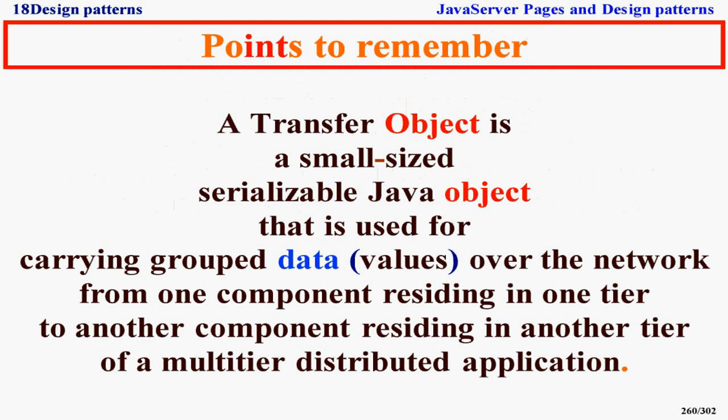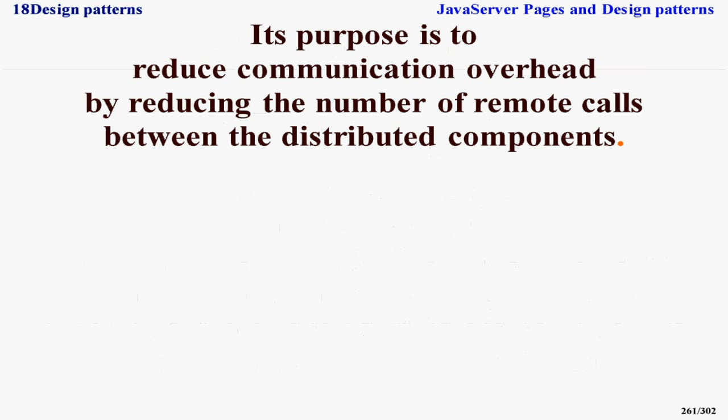Points to remember. A transfer object is a small-sized serializable Java object that is used for carrying group data values over the network from one component residing in one tier to another component residing in another tier of a multi-tier distributed application. Its purpose is to reduce communication overhead by reducing the number of remote calls between the distributed components.